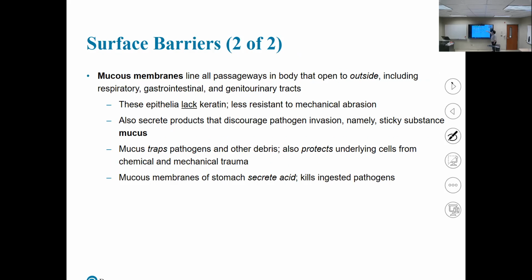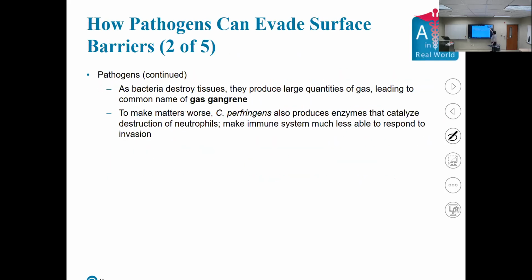But real quick, we're going to go over the surface ones, the first line of defense. So we're jumping gears now. Now we're going to go back to a little detail. Mucous membranes, y'all got that. That's no problem.